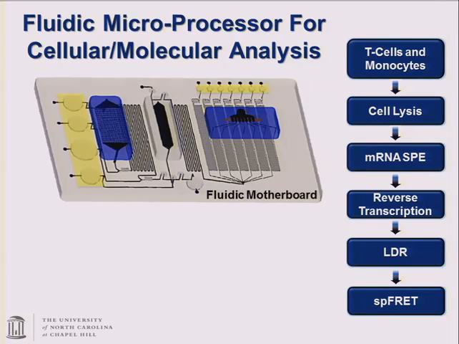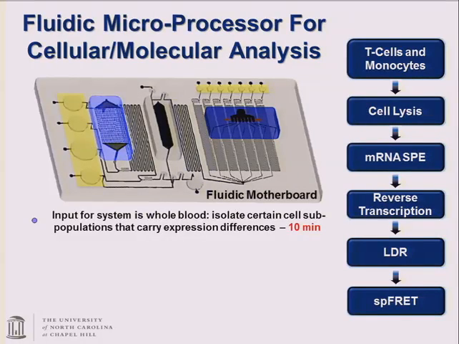to accommodate a particular application need. So in our particular case, we need to select out certain subpopulations of the white blood cell population. We need to lyse those cells that we selected out. We need to do a solid phase purification of that material, and in this case it's messenger RNA, not genomic DNA. Do a reverse transcription, then LDR and single pair FRET. So the nice thing about this architecture is that you can pick, and Claudia alluded to this briefly, you can pick the material you need to suit the application to optimize performance.